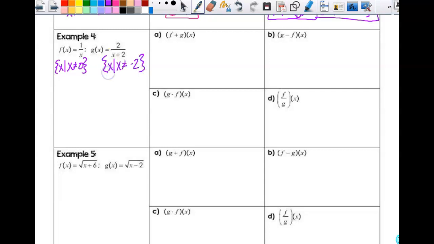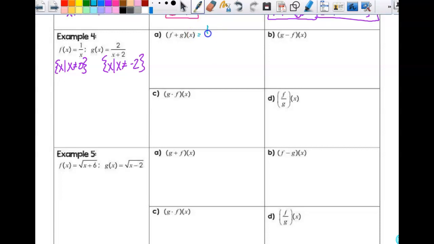So when we talk about the intersection of those two, what do those two things, when I put them together, have to have? So it's all real numbers except 0, and all real numbers except negative 2. So my new domain is all real numbers except it can't be 0 or negative 2. So that's going to be my domains for A, B, and C when we get there. All right, so let's look at A. We're going to add these.